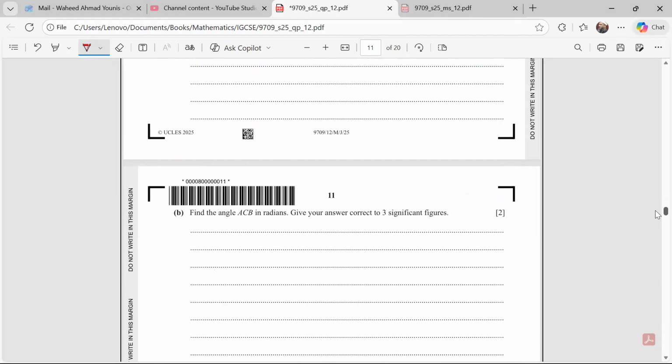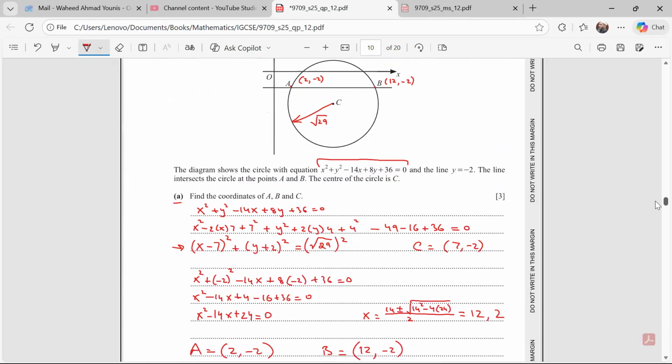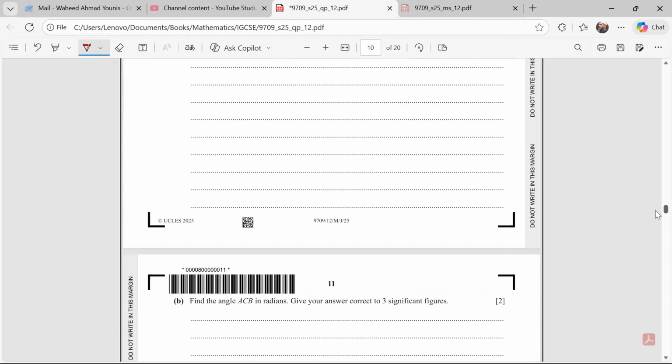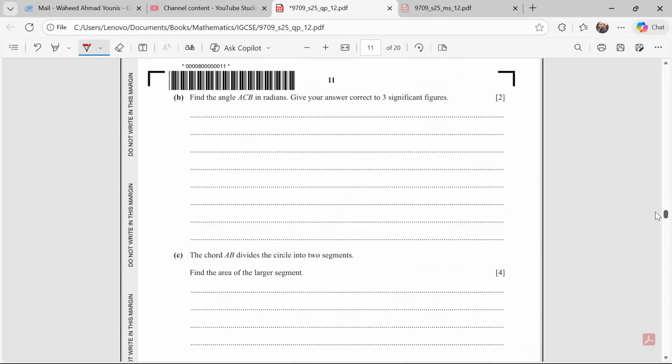Part B is find the angle ACB in radians. Okay, ACB, A and C and B. So this angle, we have to find in radians. We can find this angle using the law of cosine. Okay, remember what was the law of cosine?